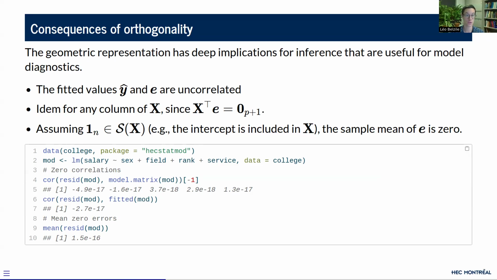To show you this, I fit a model to the college data on gender inequality. I obtain the residuals. I compute in line 6 the correlation between residuals and fitted values. I get, up to my computer precision, 0. If I hit any column of x with E, because E is orthogonal to the whole plane, the whole span of x, they also are uncorrelated.